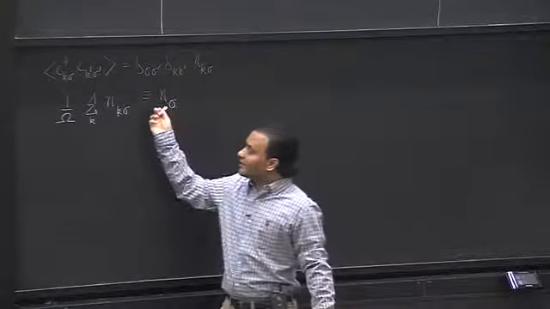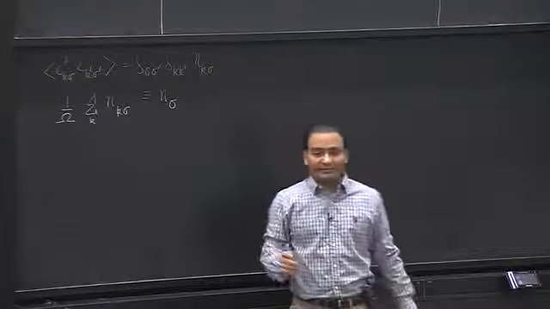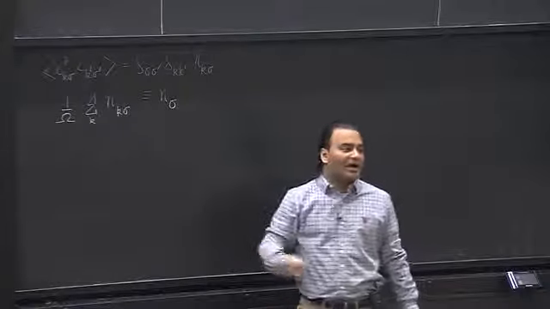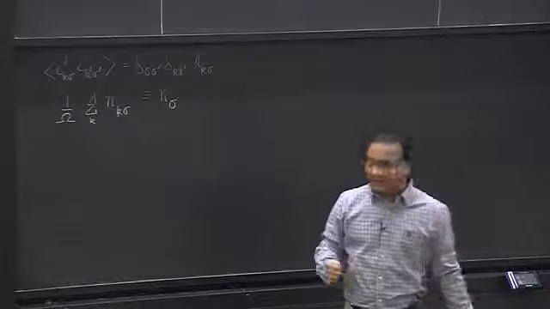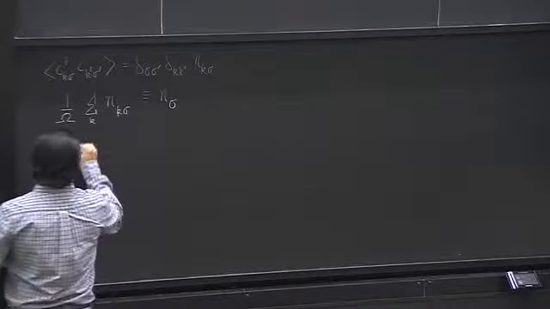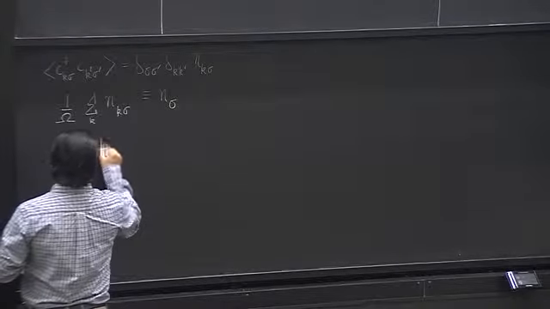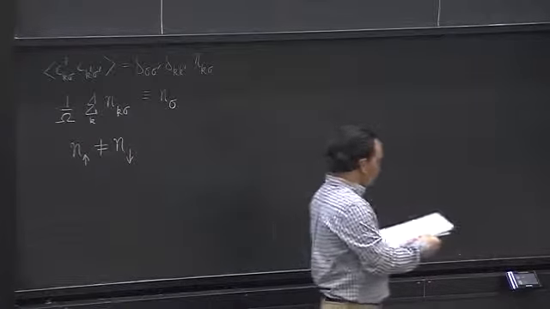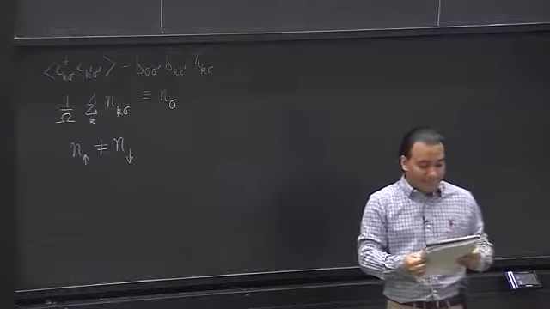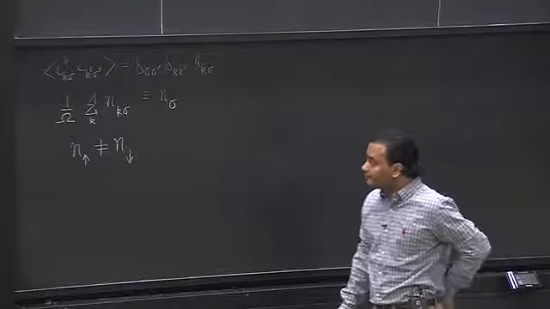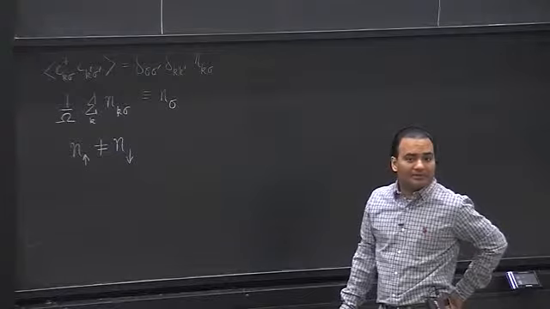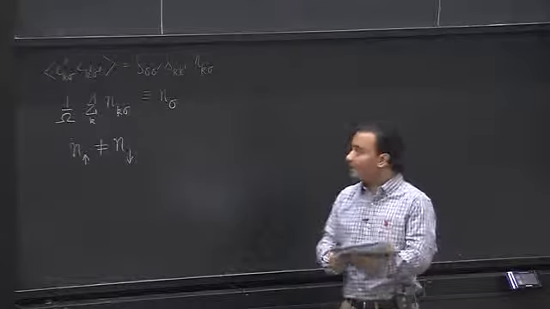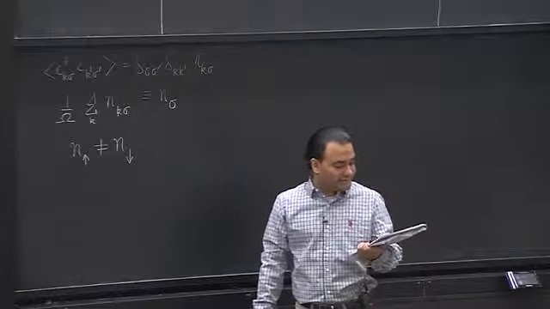So this is defined as spin density. I will call n up and n down spin density. And in the ferromagnetic state, I would expect that the spin density of up electrons is not the same as the spin density of down electrons. Any questions?